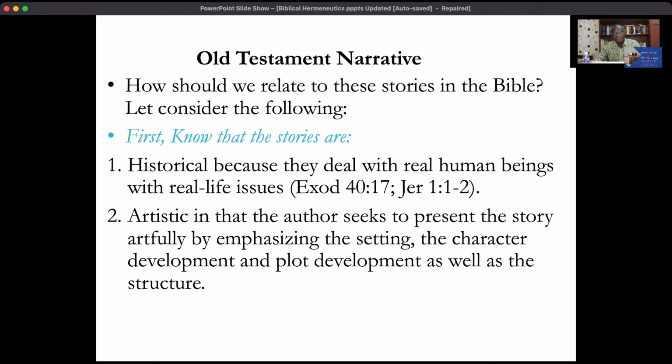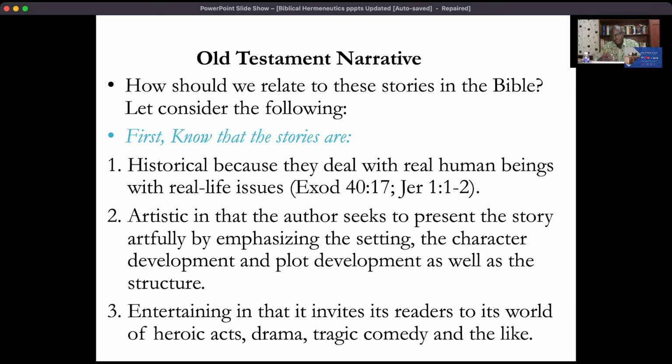Okay, the story is artistic in that the author seeks to present the story artfully by emphasizing the setting, the character development, and plot development, as well as the structure. So the stories were told, fine. But when the authors were writing, they had to put the story as it happened, presenting the character development, in other words, the people who are in the story, and also the situations that gave birth to the story, in a way that when you read, you actually feel attracted to the story and stay close to the story.